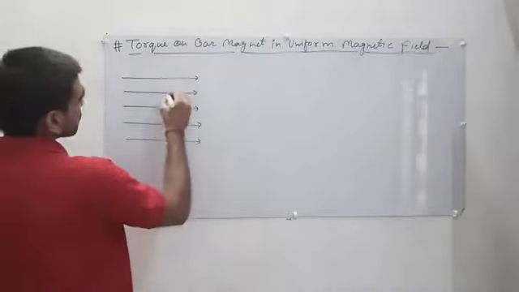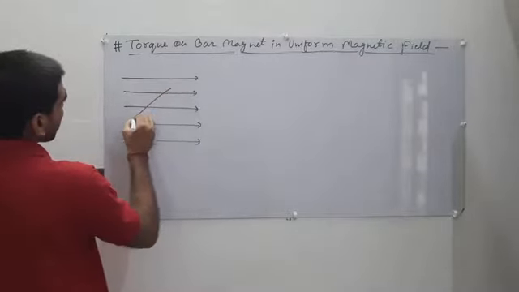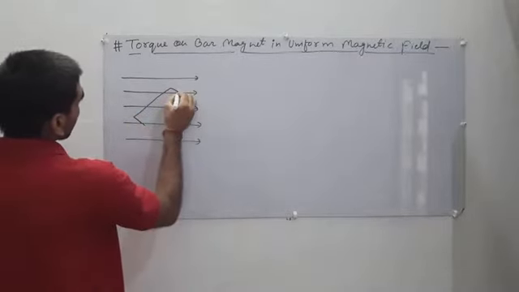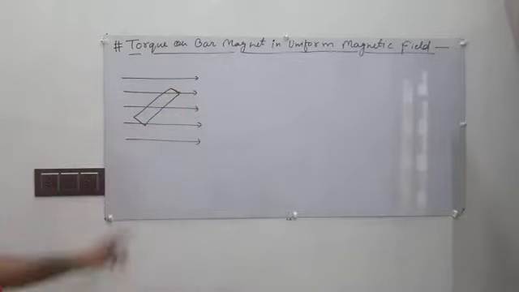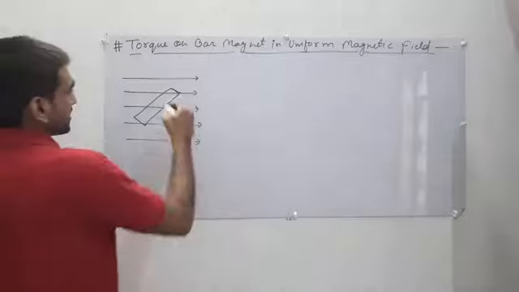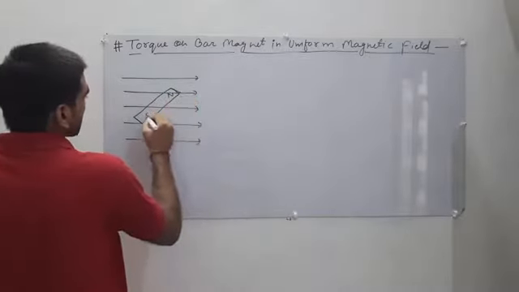Now I am going to show a bar magnet having a theta angle with this uniform magnetic field. Okay, this is the bar magnet. This is our north pole and this is our south pole.